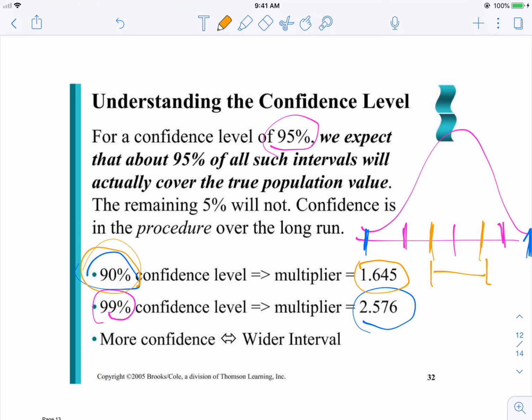Okay, typically 95% is a good compromise between those two, and that's why we usually see 95% confidence. Okay, but in certain cases, especially medical cases, test trials for new drugs, you'll want a higher level of confidence, so that's going to have a much wider margin.